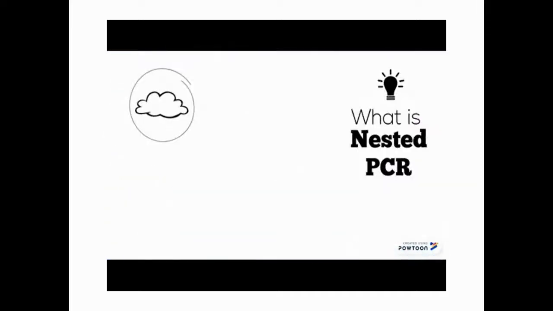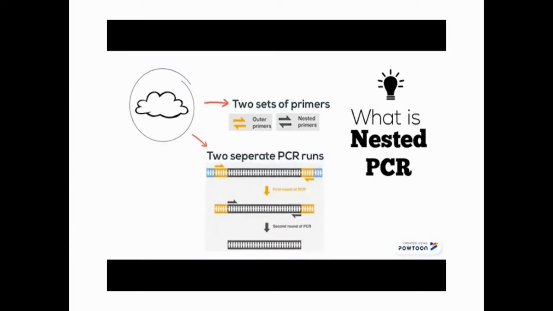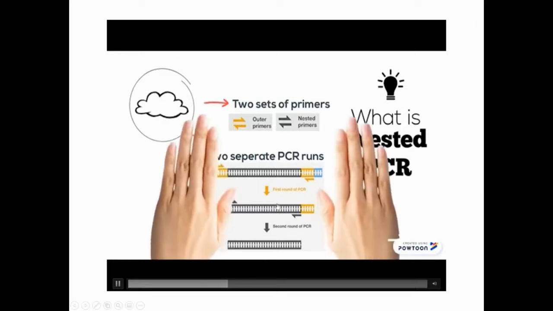What is nested PCR? For nested PCR, 2 sets of PCR primers are used to amplify a specific DNA fragment. The first pair of primers amplify a fragment similar to a standard PCR. The second pair of primers, the nested primers, bind within the first PCR product. Outer and inner, right? That's nested.